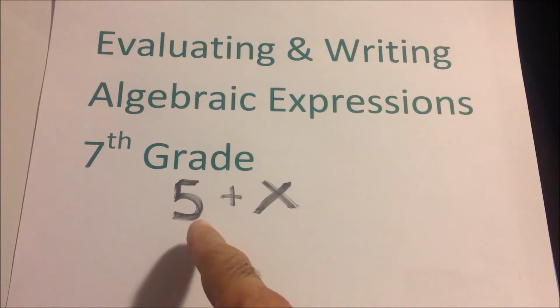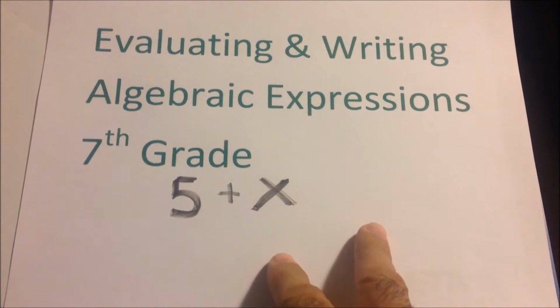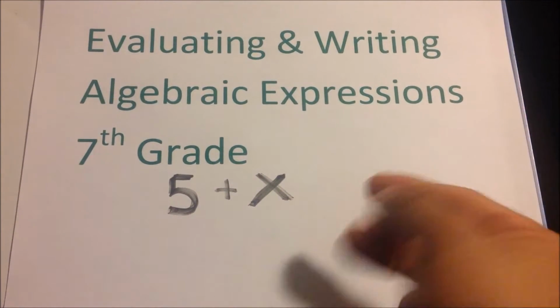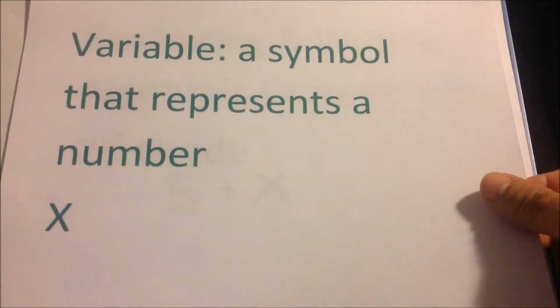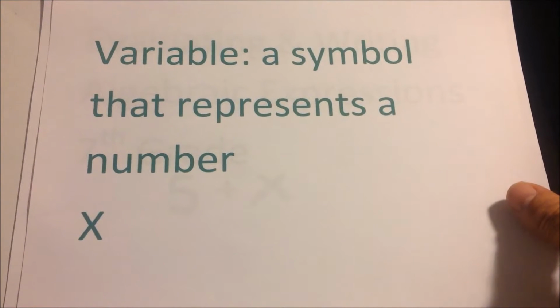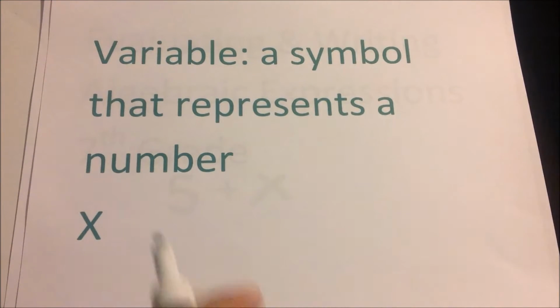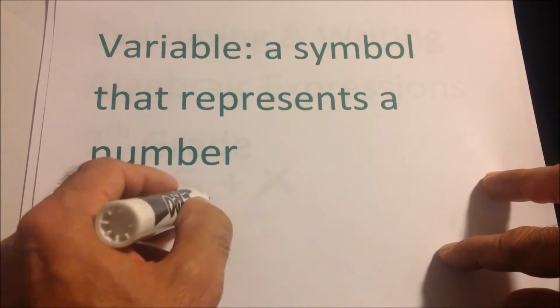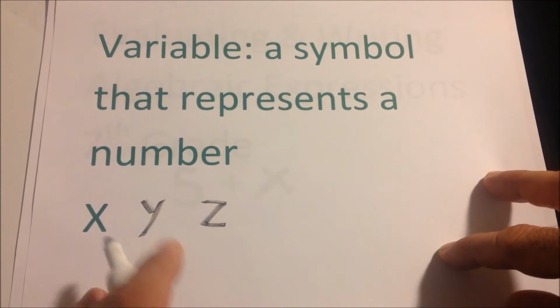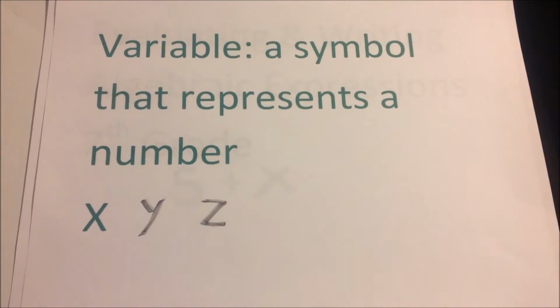So here it's just saying 5 more than x. That's what that expression is saying. And remember, expressions don't have equal signs. They're just expressing a math phrase. So remember, a variable is a symbol, and it represents a number. We don't know what the number is. It could be x, it could be y, it could be z, it could be any letter. They're all variables. They're unknown.